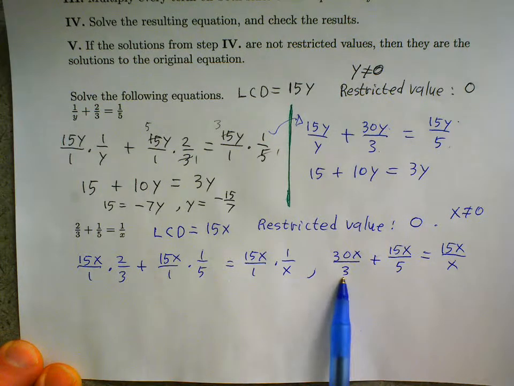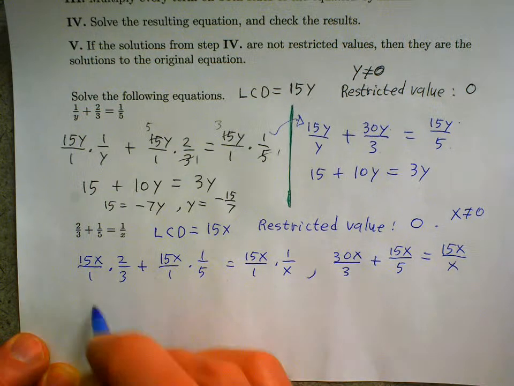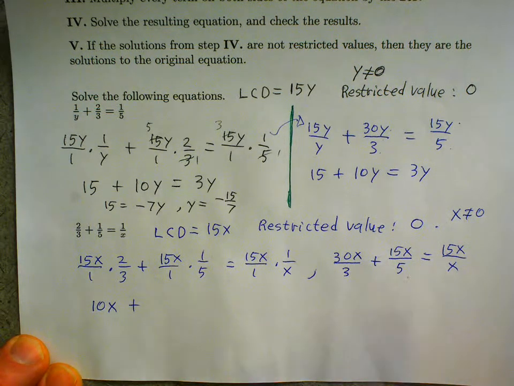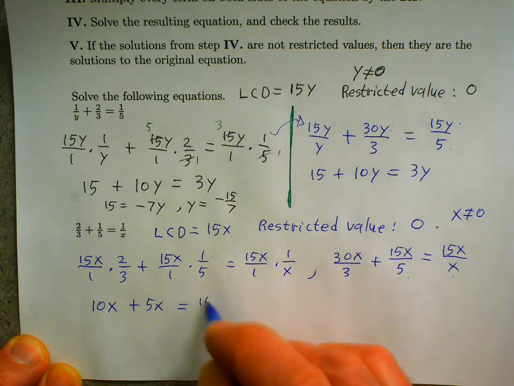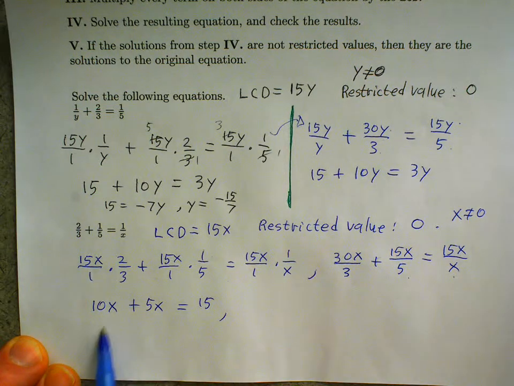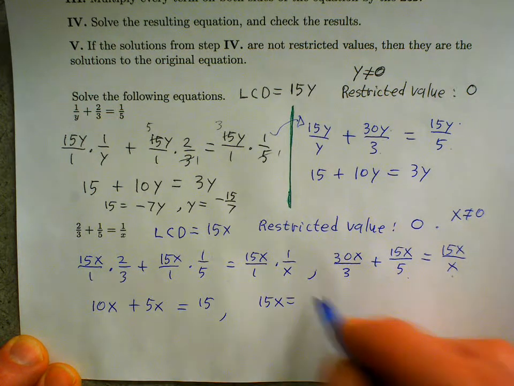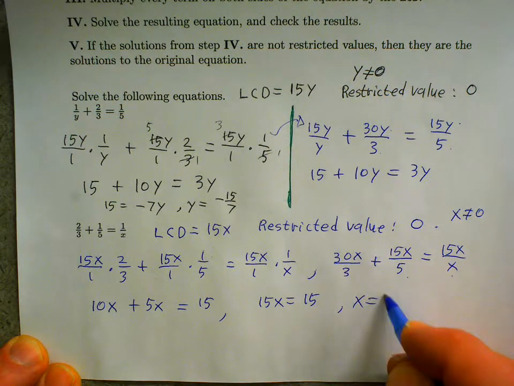Okay, then simplify each of the fractions. 30x divided by 3 is 10x. 15x divided by 5 is 5x. 15x divided by x is 15. Then on the left-hand side, combine like terms. 10x plus 5x is 15x. 15x equals 15. Then divide both sides by 15. We get x equals 1.